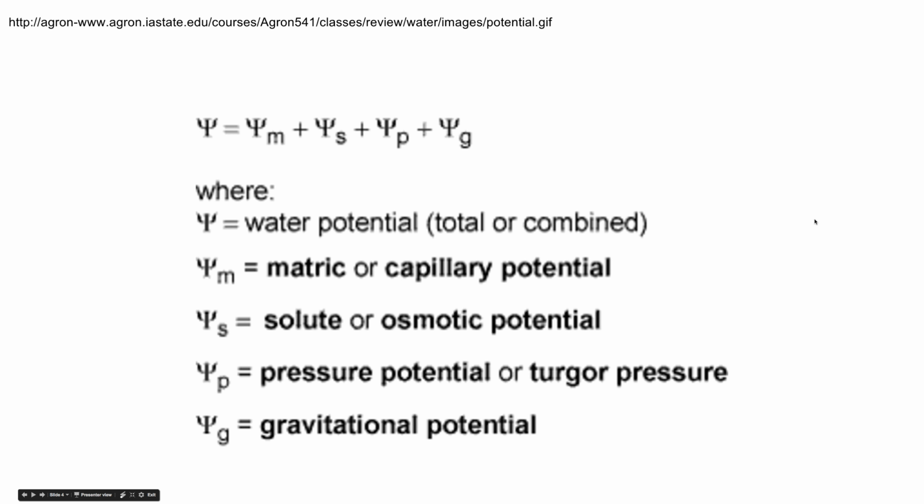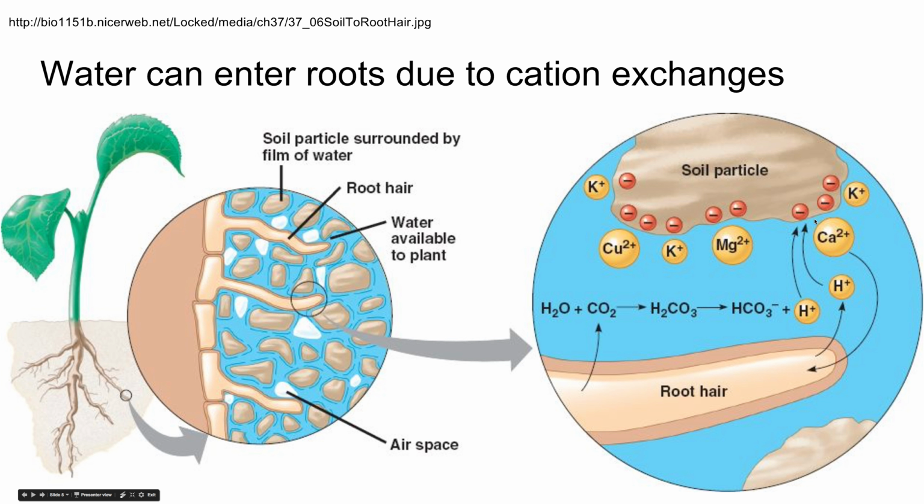So how are we going to make this happen? Step number one is we need to get water into the roots. And the way roots do this is through a mechanism that we call cation exchange. What roots can do is they can take CO2, which can easily diffuse in because nonpolar things can move right through a cell membrane. You combine CO2 with water, you make carbonic acid, which will decompose to bicarbonate ion and a proton.